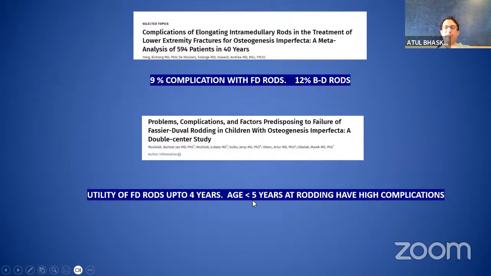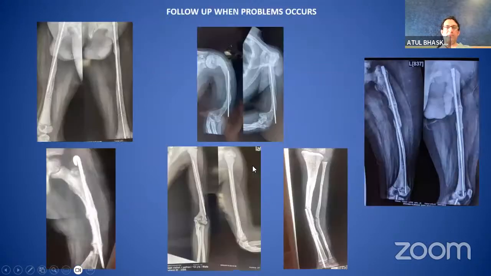And if you rod them very early, before 5 years, there's a high chance of complication because the sizing is not right, the bone anchor is not good. So less than 5 years, potentially you will have more complications.